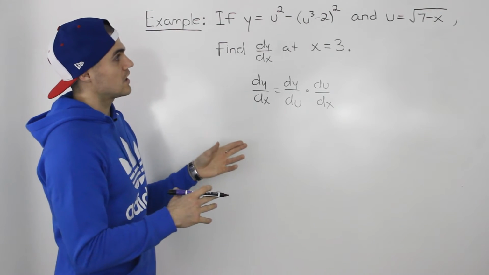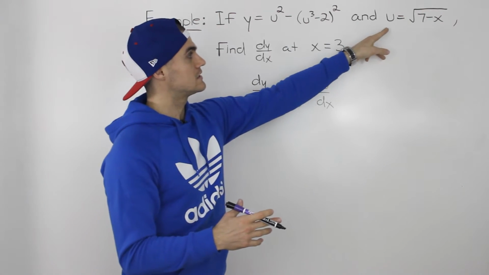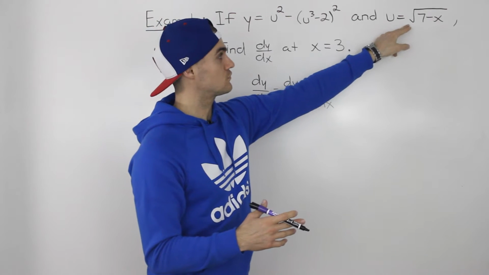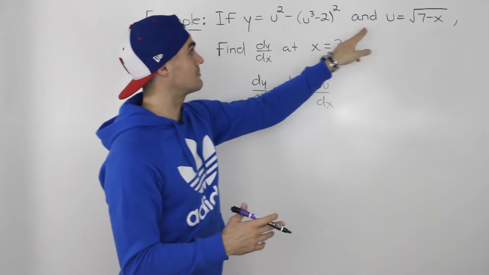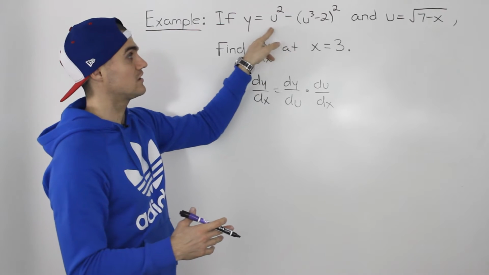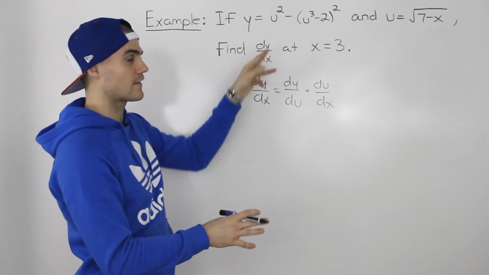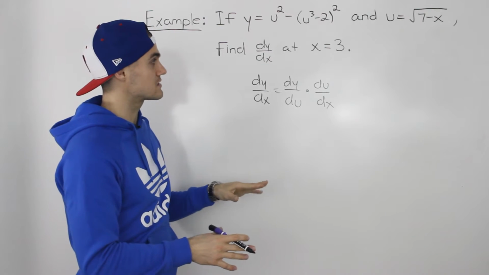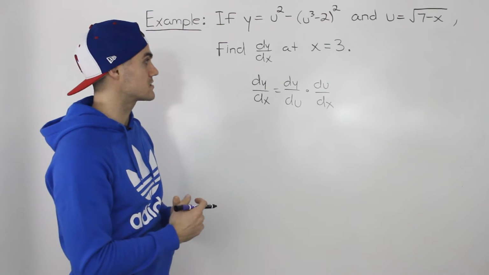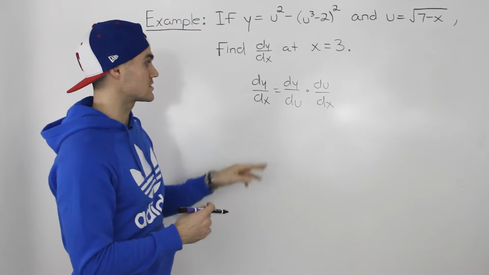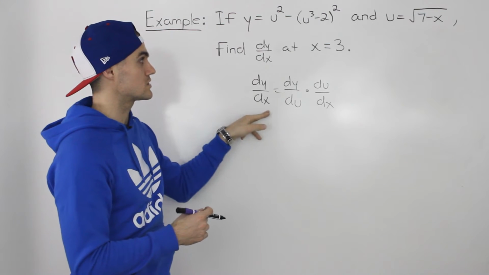But notice another way we can do it is we can take this expression for u, the square root of 7 minus x, and then plug it in for this u here. But then we're going to have a crazy expression for y, and then finding the derivative would take us a very long time. Though it's possible, it's going to take a lot longer. It's a lot easier to just use this notation here.